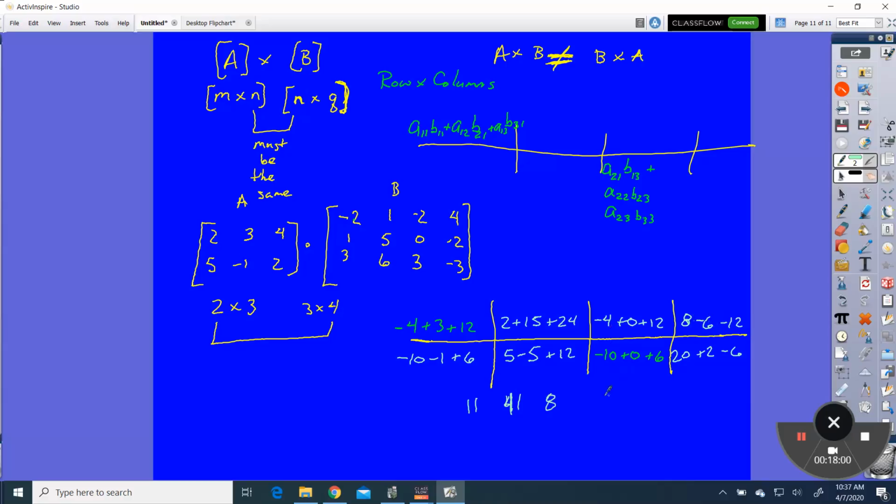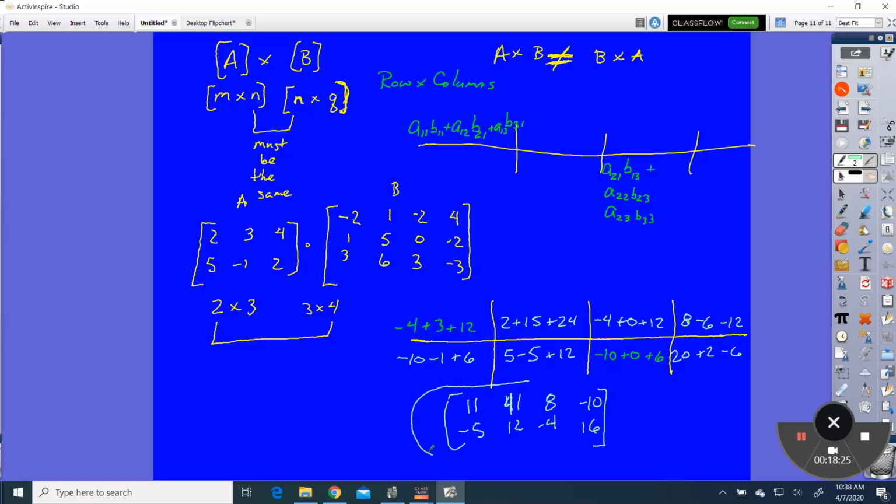And 2 minus 12 is negative 10. Negative 10 and negative 1 is negative 11. Plus 6 is negative 5. 5 minus 5 is 0. Plus 12. 6 minus 10 is negative 4. 20 plus 2 is 22. Minus 6 is 16.